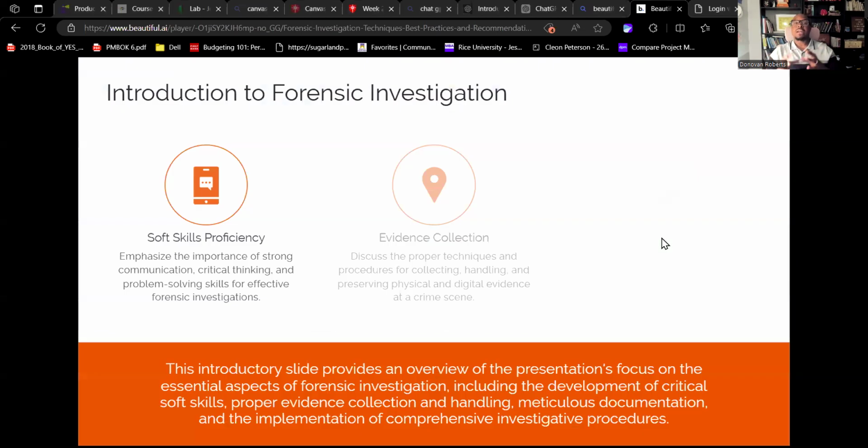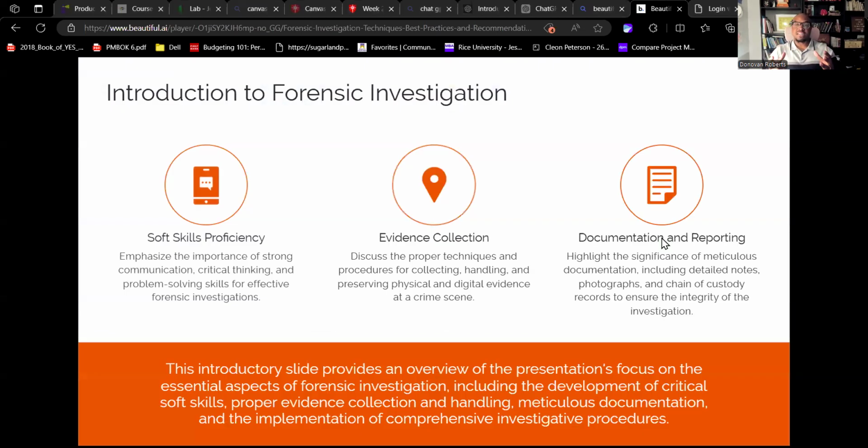So before we dive deep, I do want to go over a brief introduction to forensic investigation, breaking it up into three different parts. The very first thing is soft skill proficiency. These are things that anybody could have, whether you're in forensic investigations or not. These are transferable skills from other roles into being a digital forensic investigator. Skills like strong communication, critical thinking, and problem solving are all going to be effective when it comes to forensic investigations. The second thing is evidence collection.